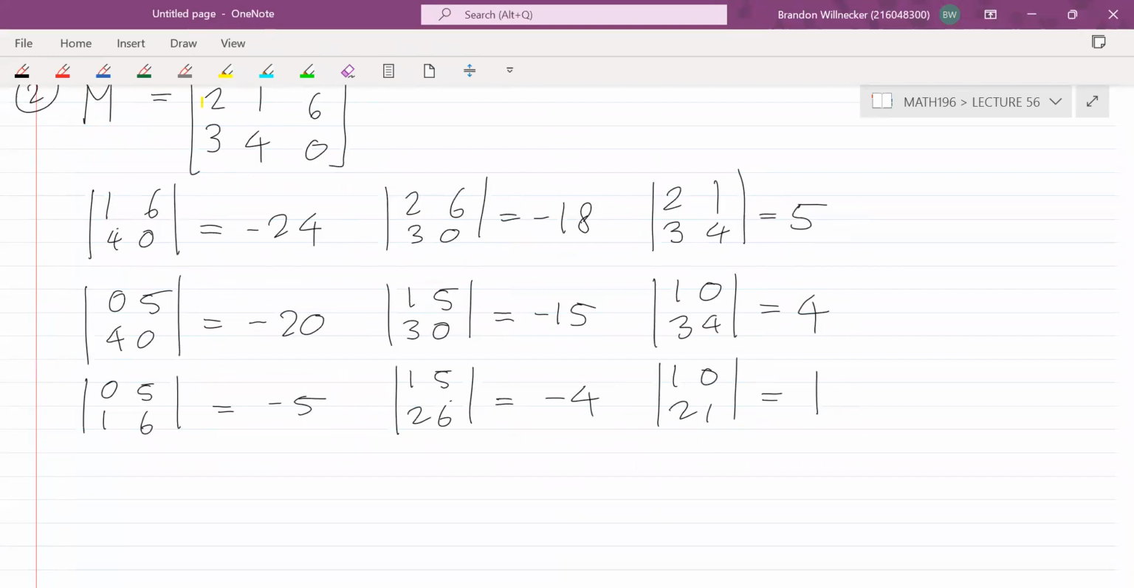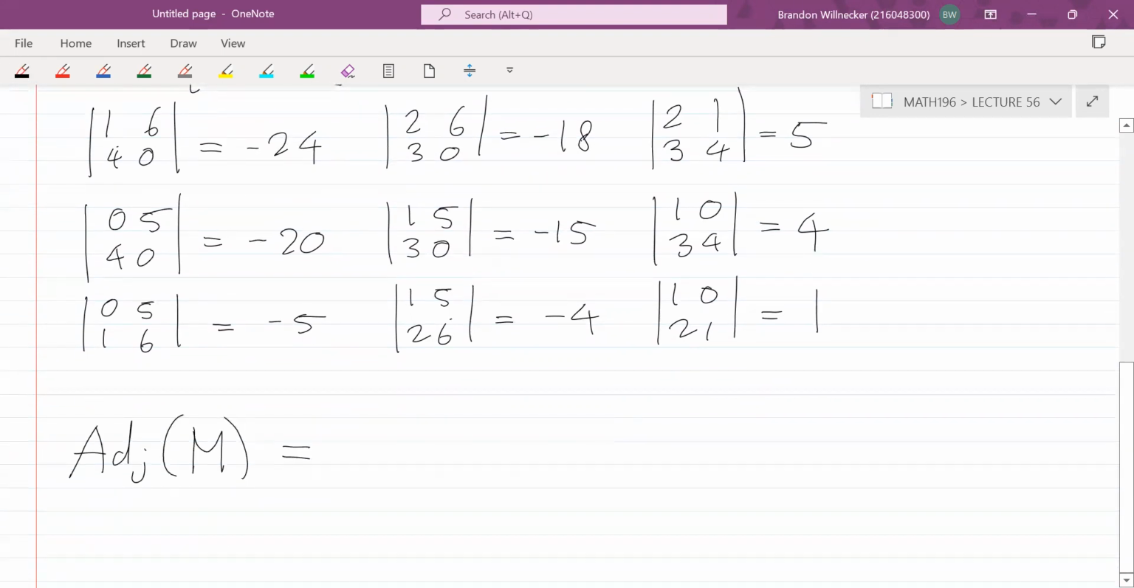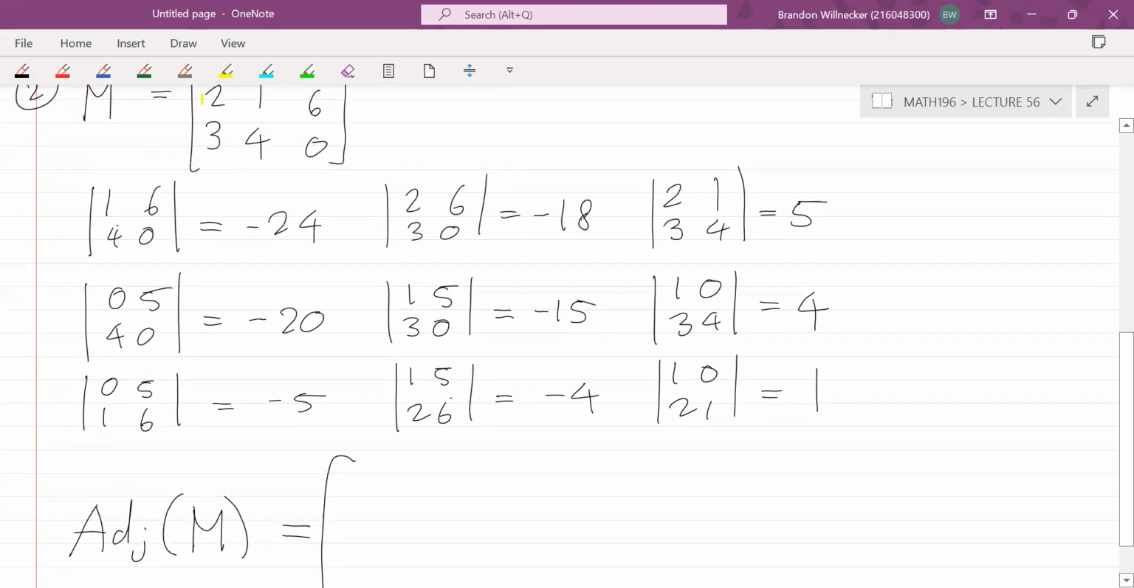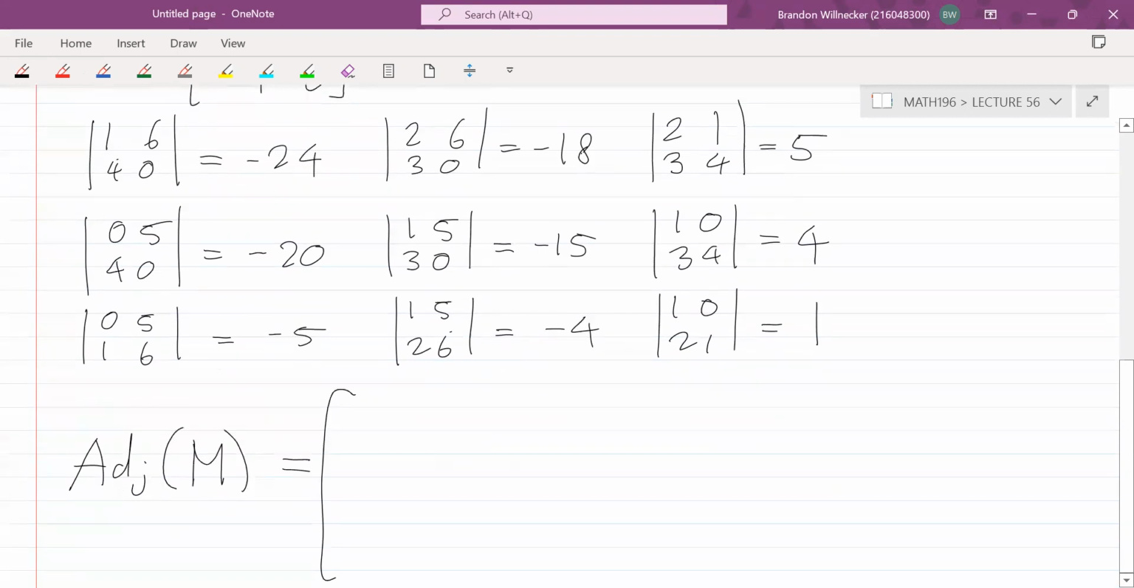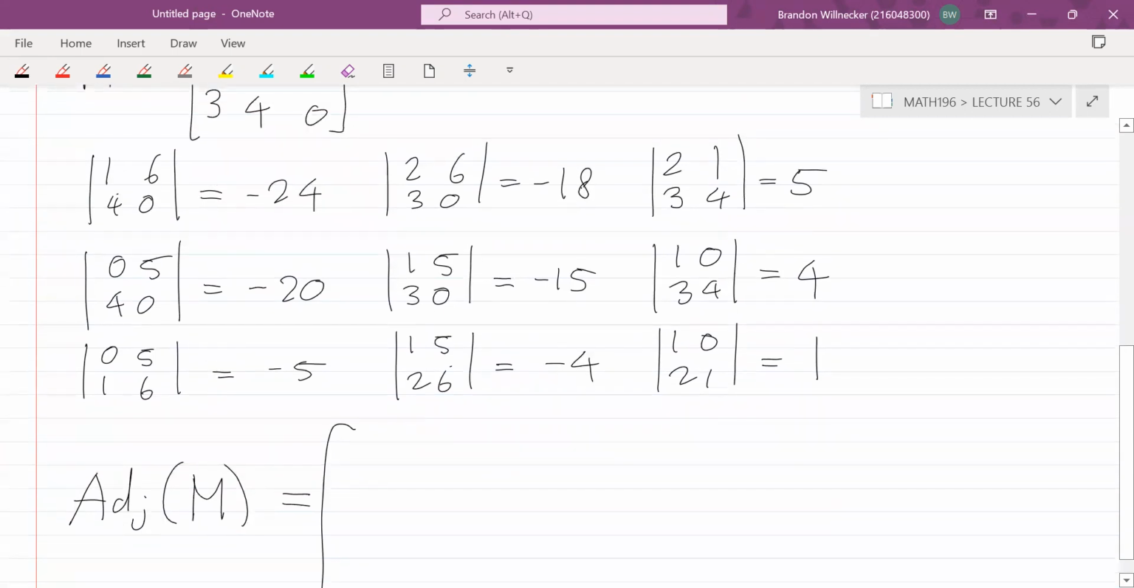Next, we form the adjugate matrix. We call it ADJ of M. The name doesn't matter, but it's a new matrix that we come up with. What we do is take all these entries and put them into a matrix. However, the alternate entries we need to multiply by minus 1.